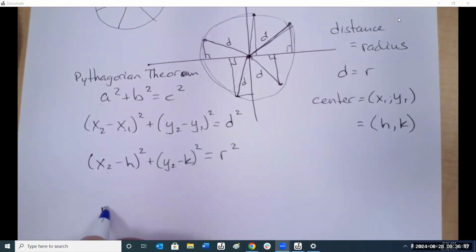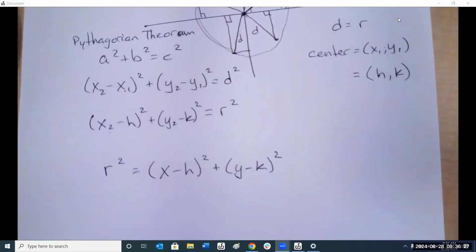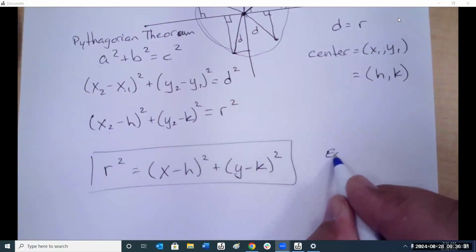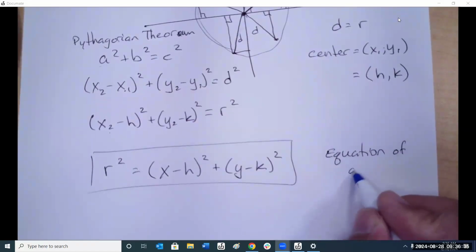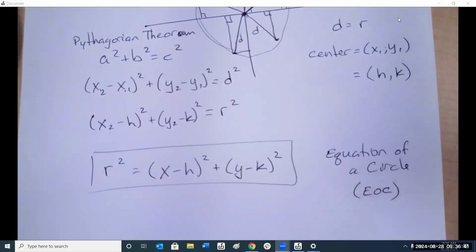So the formula for a circle is this. There's your equation of a circle, which I'm simply going to write EOC from now on. And EOL for equation number 9.